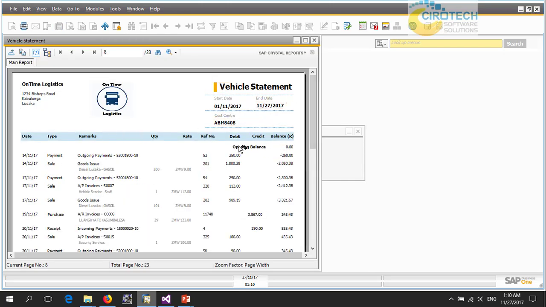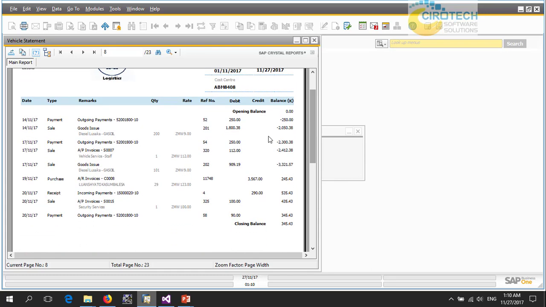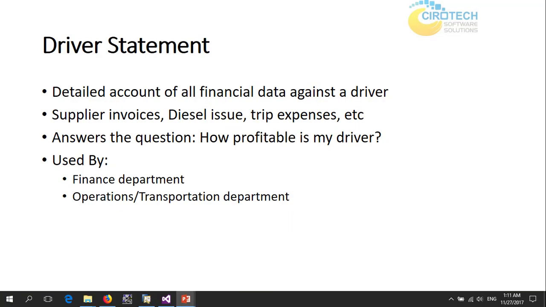In this example, this vehicle has an opening balance of 0. It has a couple of transactions that occurred there, some issue of diesel, invoices to customers. It's also itemized, as you can see. It tells you the line details of the document in question. There is also some record there of outgoing payments, which were trip expenses.